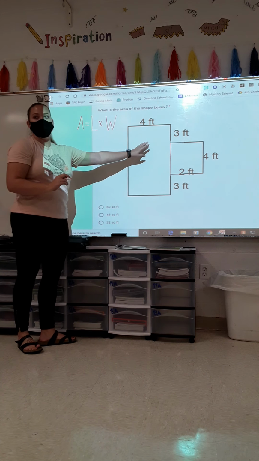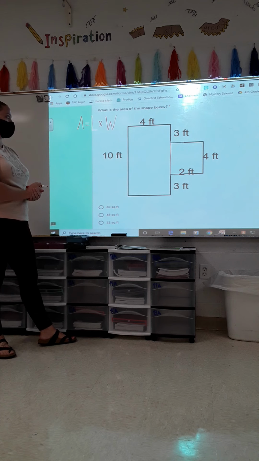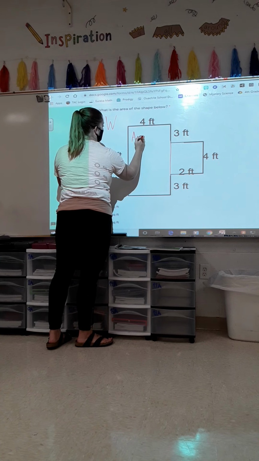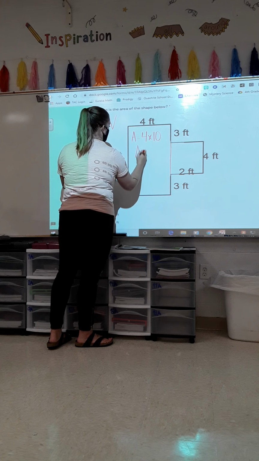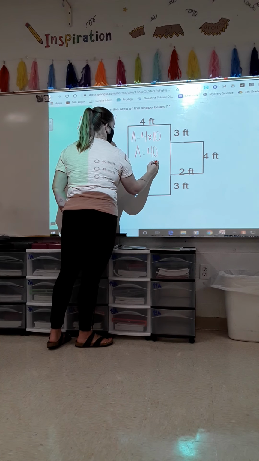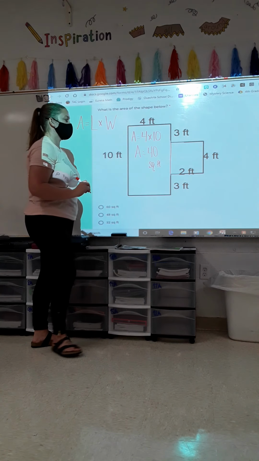So to find the area of my large rectangle, what am I going to multiply, Harper? 4 times 10. Which is 40. 4 foot times 10 foot equals 40. Go ahead and write my unit.